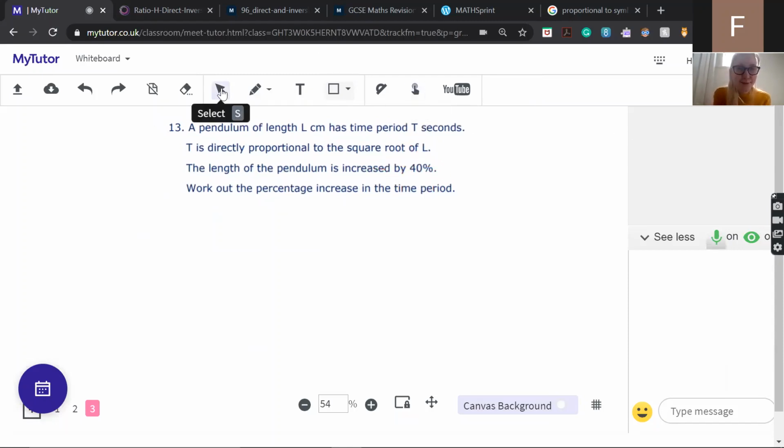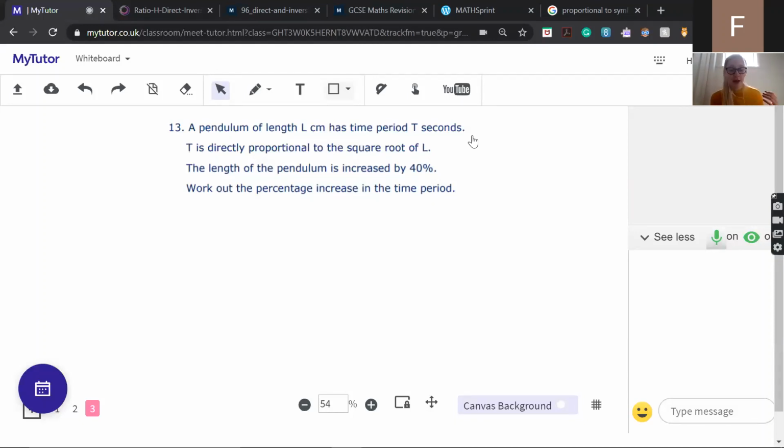So a pendulum of length L centimeters has a time period T seconds. And I think this is quite a harsh question because they've thrown in some words that you won't necessarily know what that means at all. The thing is, you don't need to know. All you really need to know is that you have these variables L and T.